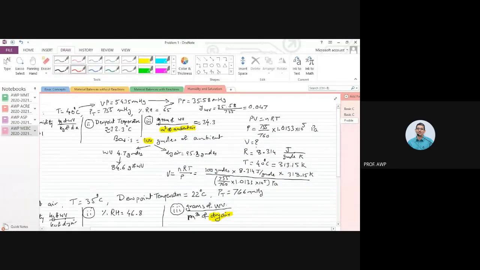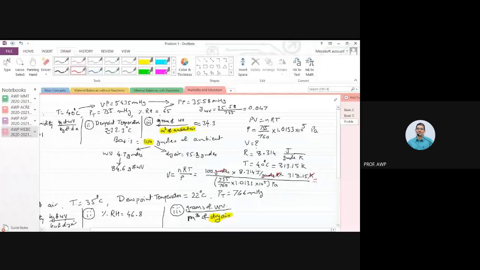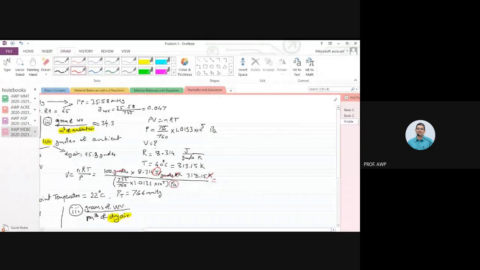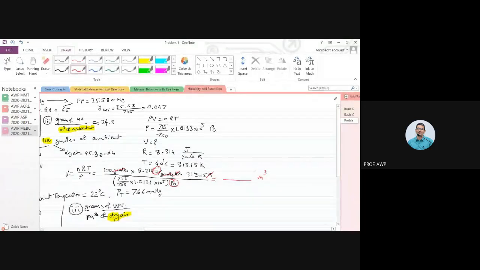So now this gram mole will get cancelled out. Oops, I should write joules per gram mole Kelvin, that is the unit of R. Now Kelvin would get cancelled out, and then joules is nothing but Newton per meter square into meter cube. Pascal is Newton per meter square. So we will get volume in terms of meter cube. Okay, so 100 gram moles. Do this multiplication: 100 into 8.314 into 313.15 divided by 755 by 760 divided by 1.0133 into 10 raised to 5. So this is 2.59 meter cube.